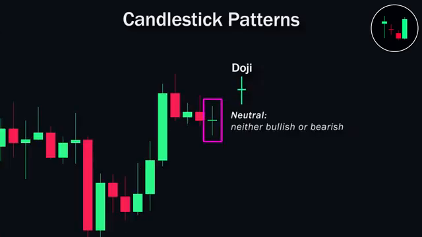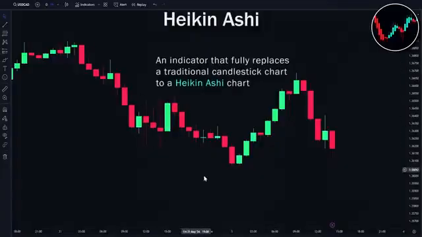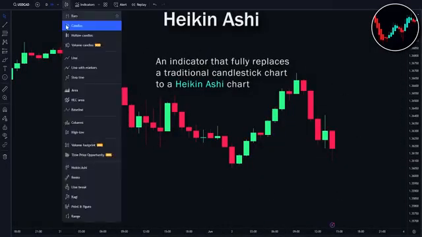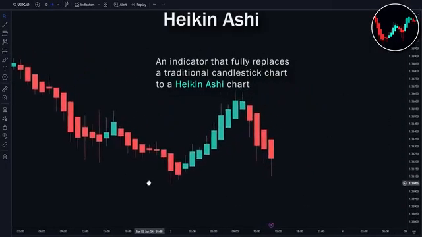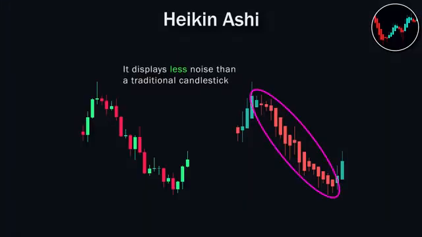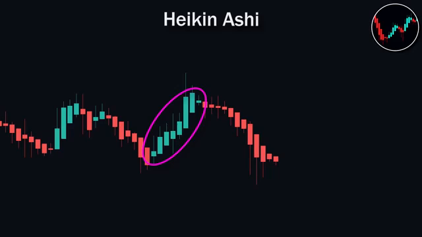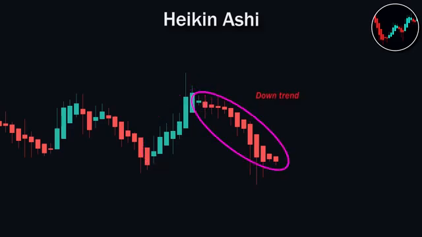the market. Heikin Ashi. It is an indicator that fully replaces a traditional candlestick chart to a Heikin Ashi chart. When applied, it tends to give less noise than a traditional candlestick. A green Heikin Ashi candle signals that the price is on an uptrend, and a red Heikin Ashi candle signals that the price is on a downtrend.